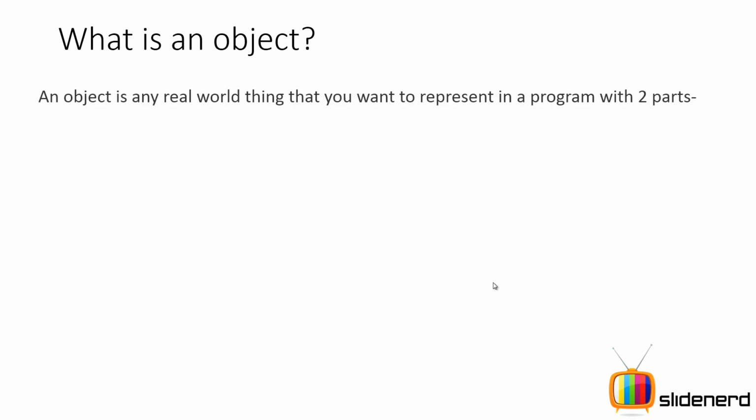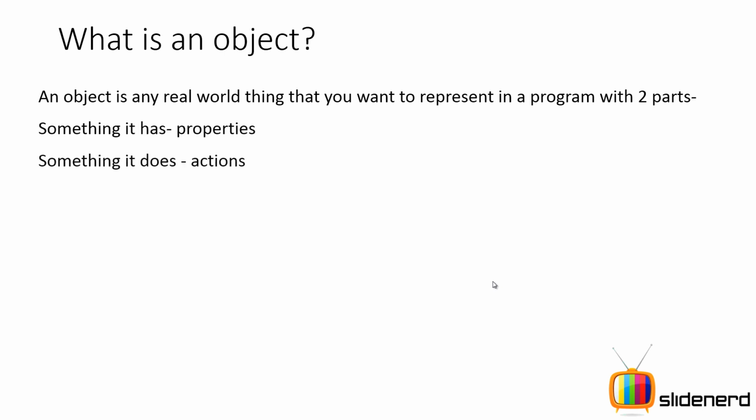All right, so what is an object? It's any real world thing that you want to represent or show in your program with two things in mind. Something it has, that is the properties. Something it does, that is the actions. Now you can take anything lying around and you can think about the properties and actions. It can be that mobile phone lying on your table. It can be your pen that lies on your table and you can decide this and make objects just like that. No science needed, nothing.